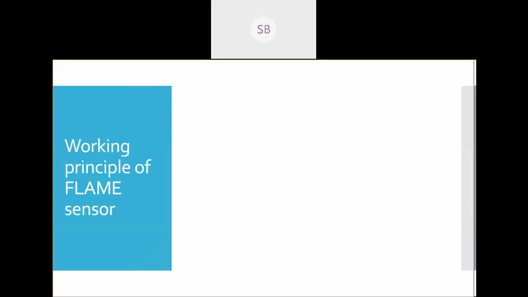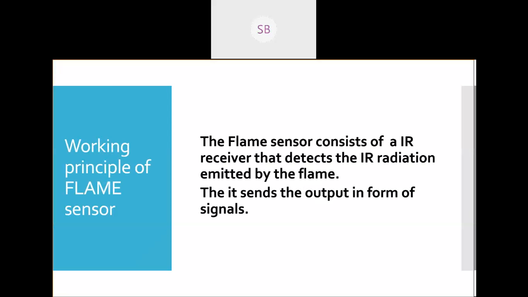Working principle of flame sensor. The flame sensor consists of an IR receiver that detects the IR radiation which is transmitted by the flame. It then sends the output in form of signals.